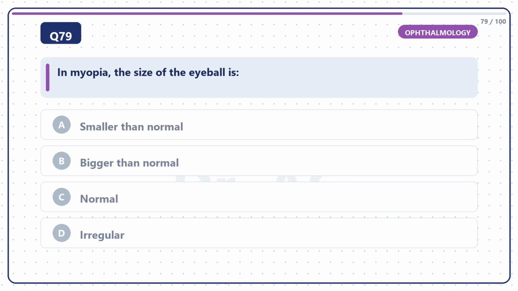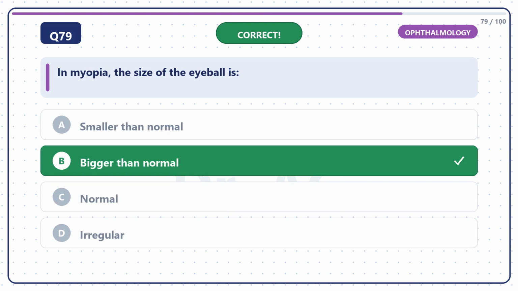Question 79. In myopia, the size of the eyeball is. Option A, smaller than normal. Option B, bigger than normal. Option C, normal. Option D, irregular. The correct answer is option B, bigger than normal.